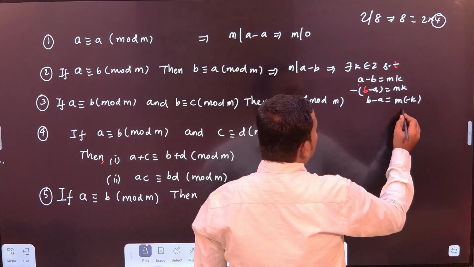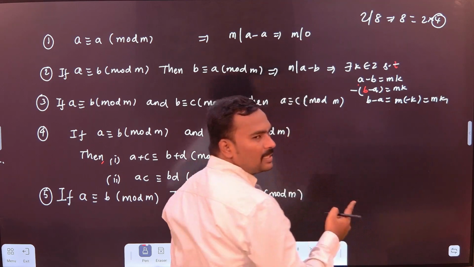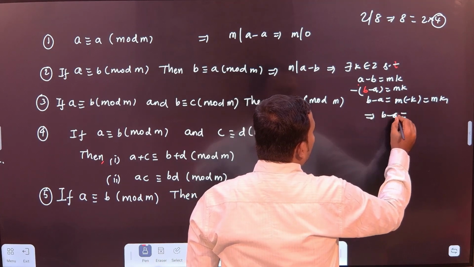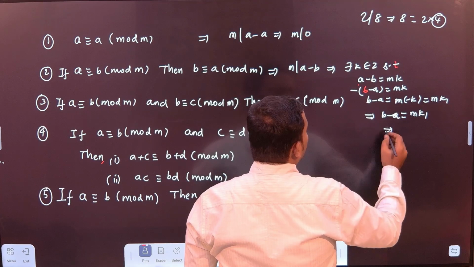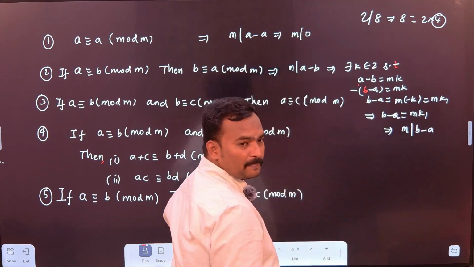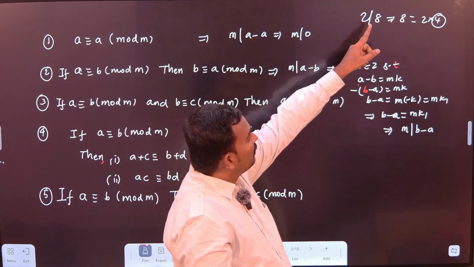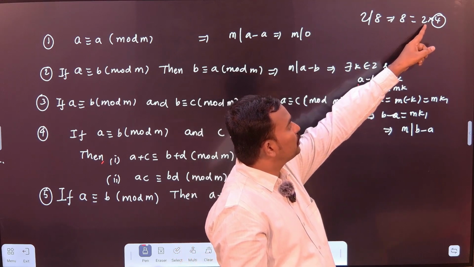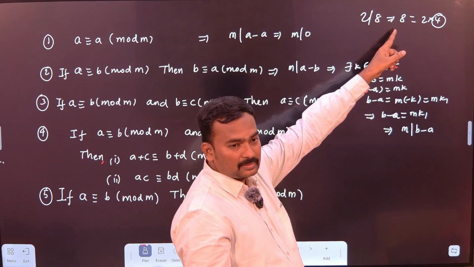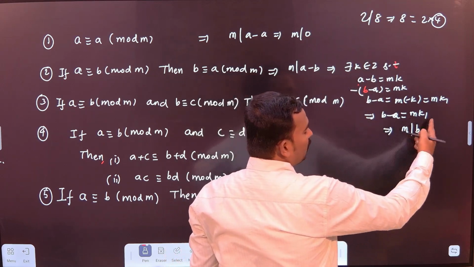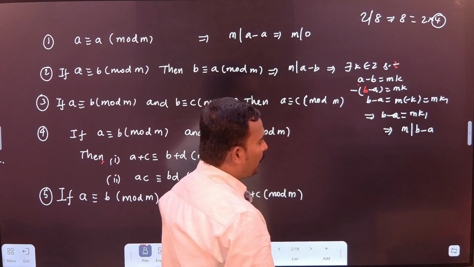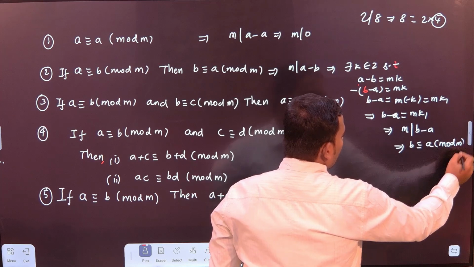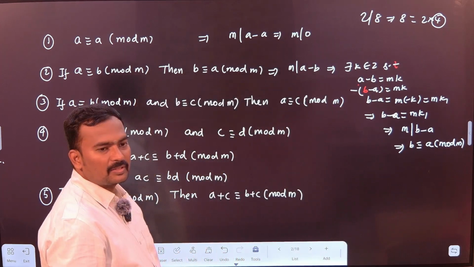So from this what can we say? This is m times some K1. You consider K1 equal to minus K. From this we can say B minus A is equal to m times K1, which means m divides B minus A. Clear? Just as 8 equals 2 into 4, the divisor should divide the dividend, correct? Understand the same idea: B minus A is equal to m times K1 means m should divide B minus A. From this what can we conclude? B is congruent to A modulo m. Understand? So all of you understand this one, right?